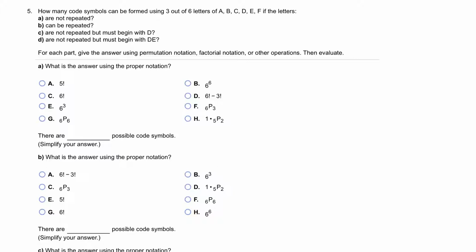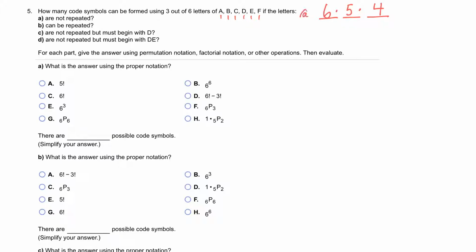So how many, if the letters are not repeated? Okay, so I've got to use 3 of the 6. So 1, 2, 3. They can't be repeated. So how many letters are there? 1, 2, 3, 4, 5, 6. So there's 6 that could go here, 5 that could go there, and 4 that could go there.